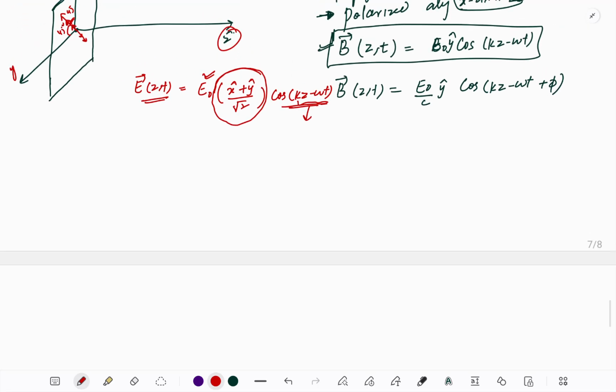So see, this will decide the direction of propagation and electric field direction. This component here, or this unit vector, will decide the direction of the polarization. Okay, now we will move to the circular polarization.